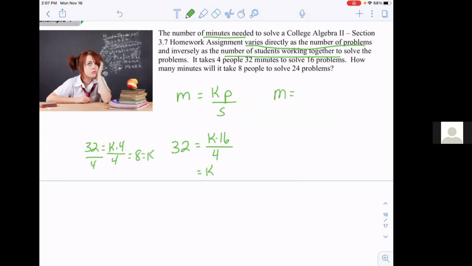So the number of minutes it takes will be 8 times the number of problems divided by the students working on the problem. So in this case, we're trying to find out how many minutes it will take 8 students to solve 24 problems. In this case, your 8s cancel out and it's going to be 24 minutes.